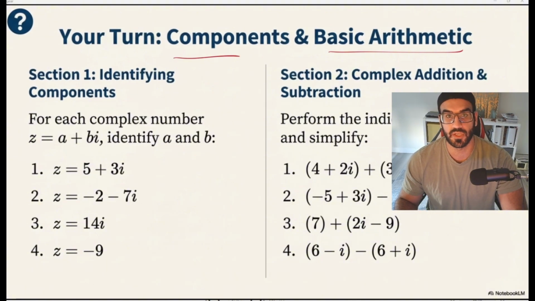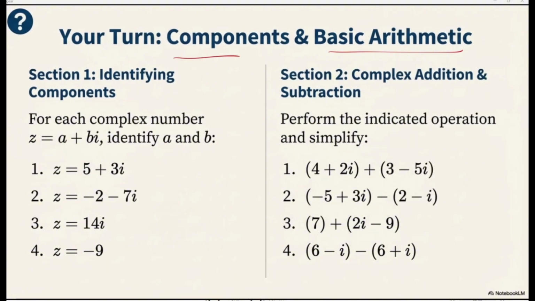At this point, we are going to see a couple of questions. The very first one is that for each number, we are going to identify a and b. This is not that hard. It means that my a is going to be a real number and b is the number beside the imaginary part, which is going to be 3. My a is going to be negative 2 and b is going to be negative 7. Also my a over here is going to be 0 because I don't have any real number, and my imaginary one is going to be 14. And at this point I only have real, so it's going to be negative 9.